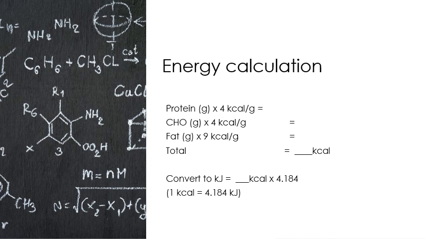From this proximate analysis, you can also use this information to calculate energy. Protein in grams, you multiply by 4 kilocalories, carbohydrate you also multiply by 4, and fat you multiply by 9, and then you total up to calculate the energy in kilocalories. You can also further convert this to kilojoules by multiplying the kilocalorie value by the conversion factor of 4.184.